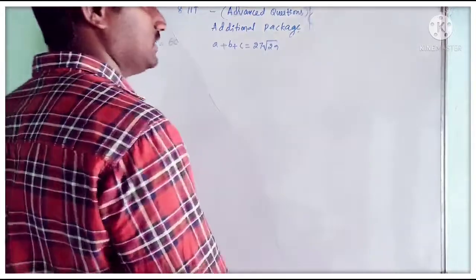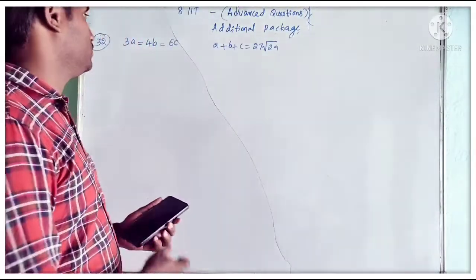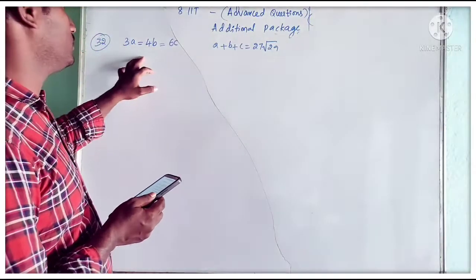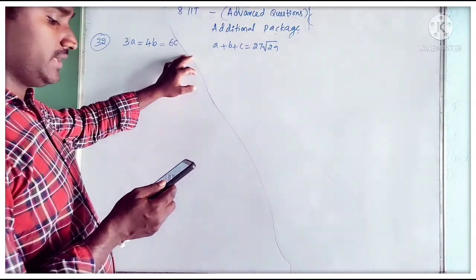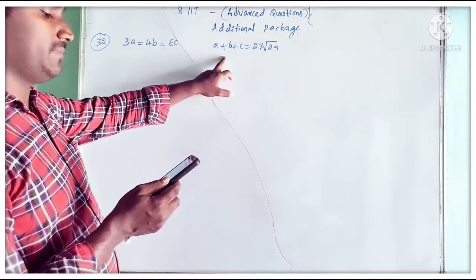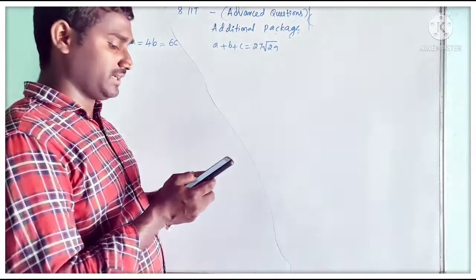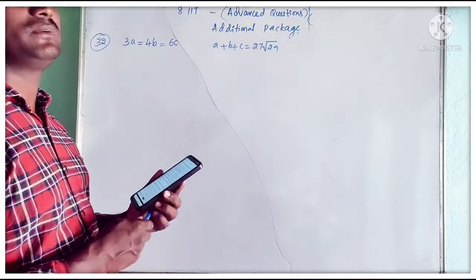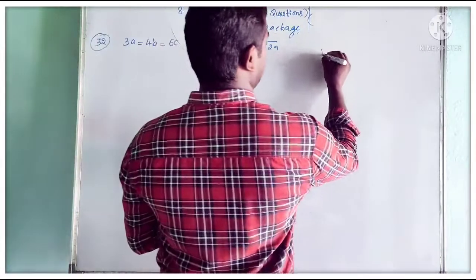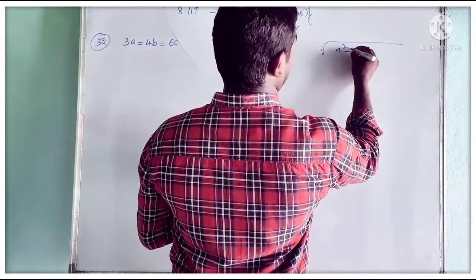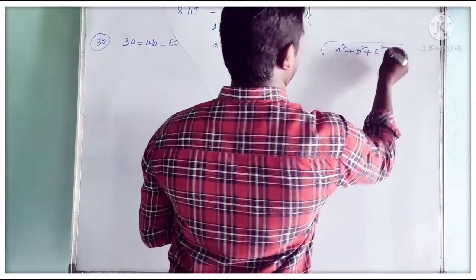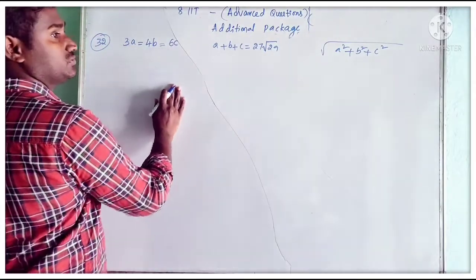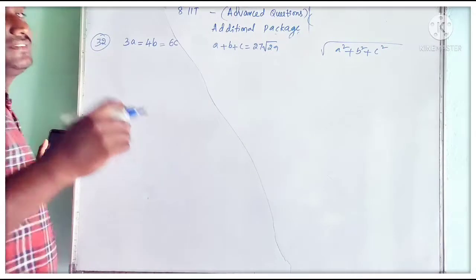Now I am going to discuss with you question number 32. They have given that if 3a equal to 4b equal to 6c and a plus b plus c equal to 27 root 9, then find the value of the square root of a square plus b square plus c square. We need to find a square plus b square plus c square. Let us see here. So 3a equal to 4b equal to 6c. So I am writing here.